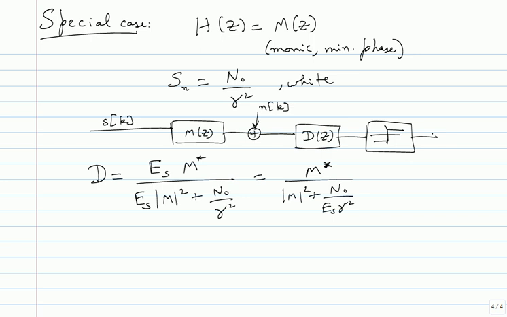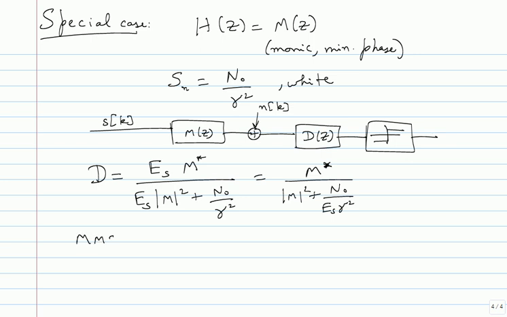Okay, so maybe it's not a problem in the sense that it's not as simple as what we had. It's not 1 by m, right? So it's not as simple as implementing 1 by m. You have m star, which might have poles outside the unit circle, so you might have to worry about the implementation. You have a matched filtering, so it's not as simple as 1 by m, but maybe it will give you a lesser mean square error.